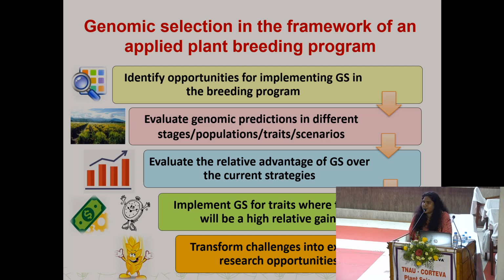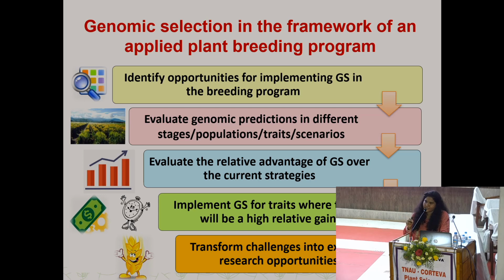So how does GS compare to phenotypic selections? Or how does GS compare to pedigree-based selections? Or how does GS compare to high-throughput phenotyping? These are very important to evaluate before we vouch any strategy. And then if there is going to be a high relative gain compared to the other strategies, we can implement GS.